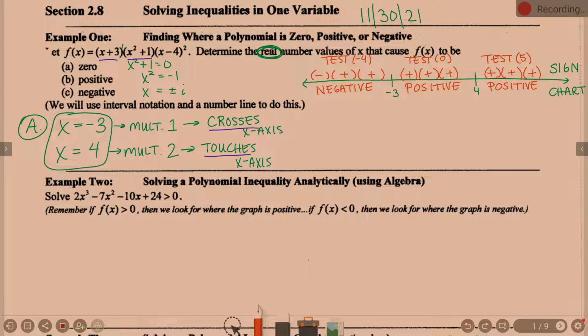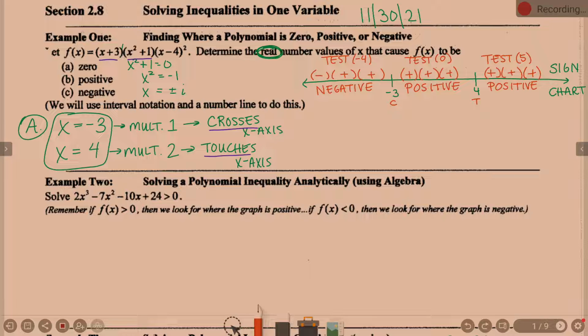Okay. Now, think about it a little bit, and let's talk about why this makes sense. My graph goes from negative to positive to positive. Notice, what is my graph supposed to be doing at -3? It is crossing the x-axis. And then at 4, it is supposed to be touching the x-axis. Does that make sense? If my graph is negative over here to the left of -3, it crosses through the x-axis at -3, and now it is positive. And then what's it do at 4? It touches, and then it goes back up and stays positive. So does that all kind of make sense together?